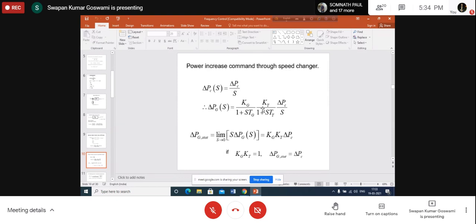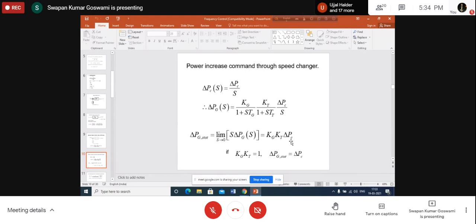So it is Kg Kt delta PC, S and S will be cancelled out, Kg Kt delta PC. As S is tending towards 0, this term will be equal to 1. So delta PG static means steady state value, the final value of delta PG, is represented by delta PG stat. From static it is stat, and it will be equal to Kg Kt delta PC. Alright. So Kg Kt delta PC is the change in power output corresponding to the power increase command delta PC.